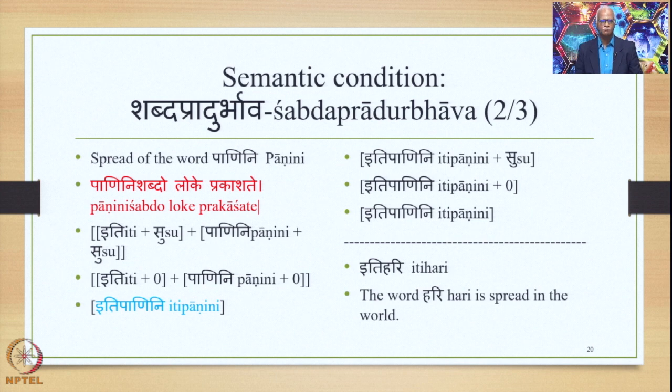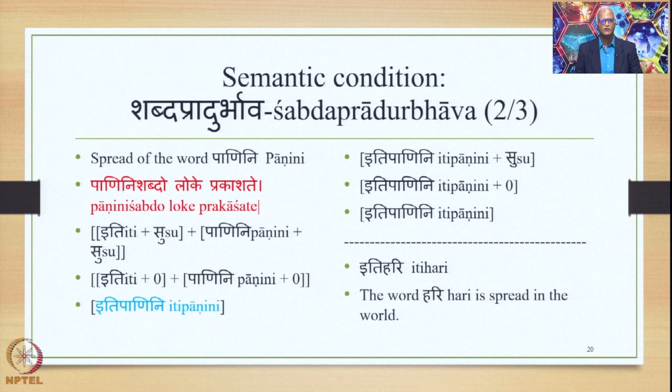Let us now look at the example. When the meaning to be conveyed is spread of the word Panini, Panini Shabdo Loke Prakashate. This is the Laukika Vigraha, and the Alaukika Vigraha is Iti plus Su plus Panini plus Su. Iti is an avyaya and it occupies the initial position of the samasa. Because this is a samasa, the sutra supodhatuk pratipadika yoho applies and deletes both the sus. So we have iti plus zero plus panini plus zero, and then we join them together and we get the samasa iti panini.